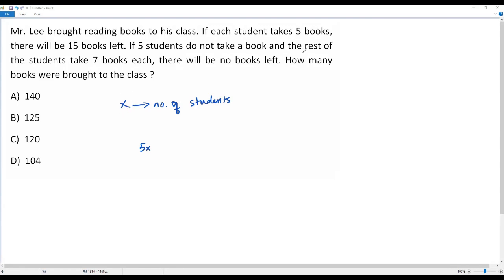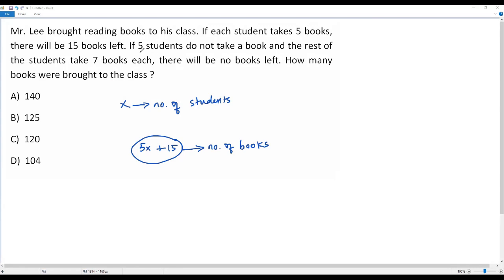Okay, after 5 books is taken by each student, there will be 15 books left. Let me write 15 over here. So this represents the number of books taken by the x number of students. Apart from that, we have 15 books. So now this expression represents the total number of books brought to the class. Once I get the value of the variable x, that is the number of students, I can plug in the value over here and get the value of this expression, which represents the number of books, because our aim is to find the number of books brought to the class.